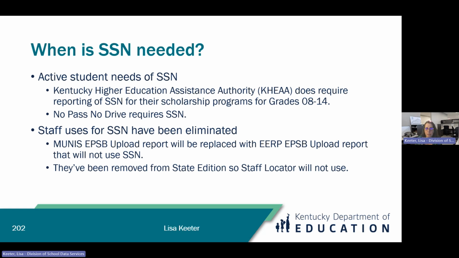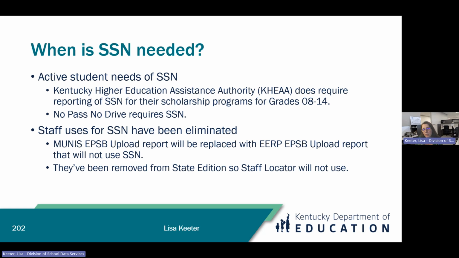But known uses for Social Security numbers: the Kentucky Higher Education Assistance Authority, KHEAA, does require the reporting of a Social Security number for their scholarship programs. So that affects students in grades 8 through 14. Also, the No Pass, No Drive form requires Social Security number. So your high school students, you're not going to want to clean that data out on current students. You need to keep those because you've got to have them to report.